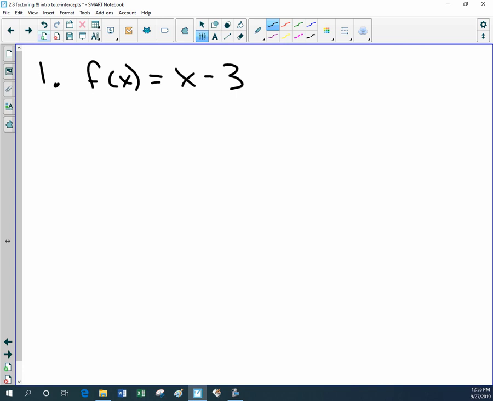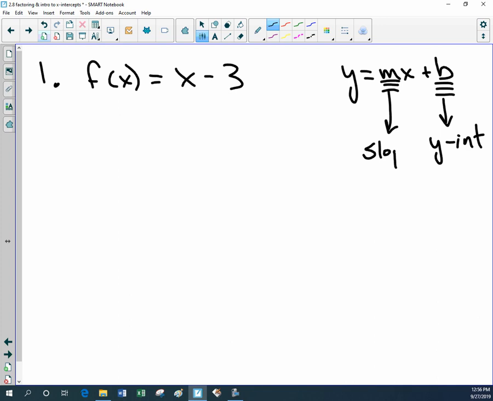So the two things that we've graphed this year is we've graphed linear equations, which are lines, and we've graphed absolute value functions, which are the V's. So this one right here, is this a line or a V? This is a line, and it's in the form of slope-intercept. This number is the y-intercept. This number is the slope.